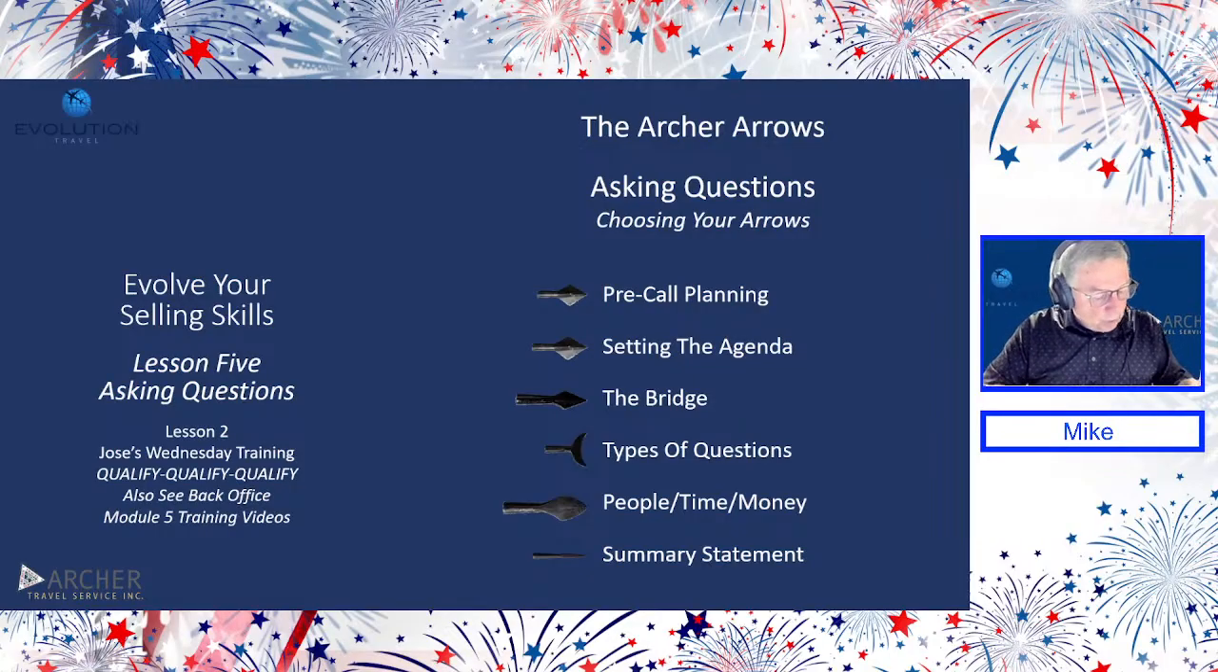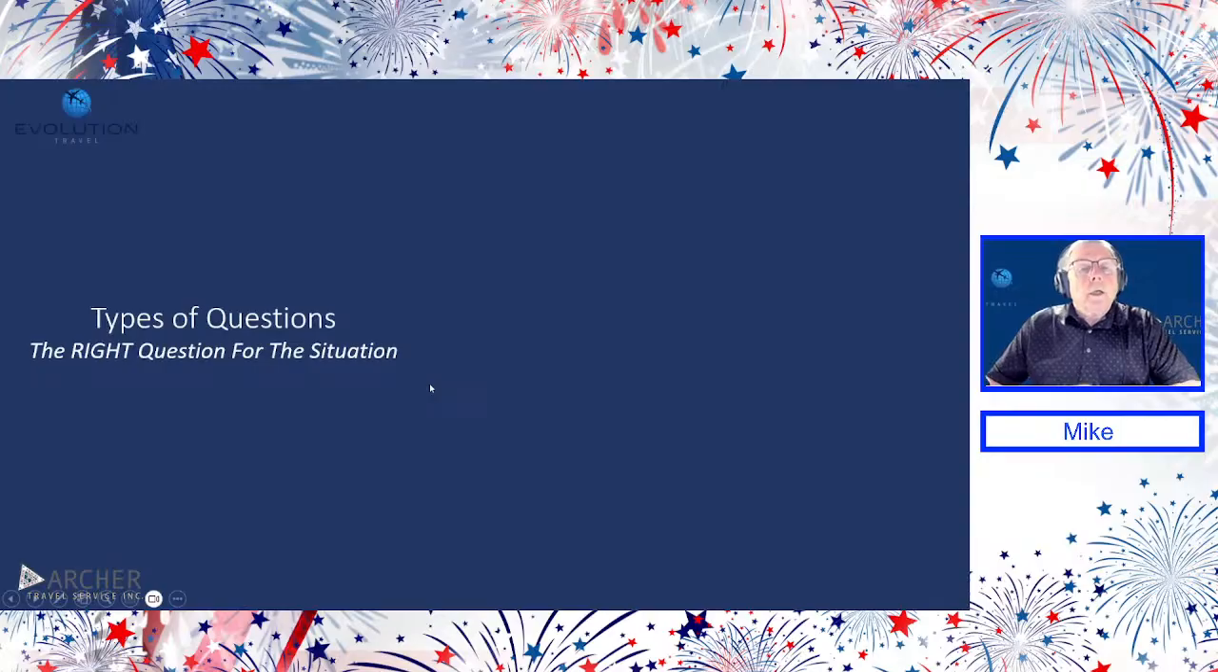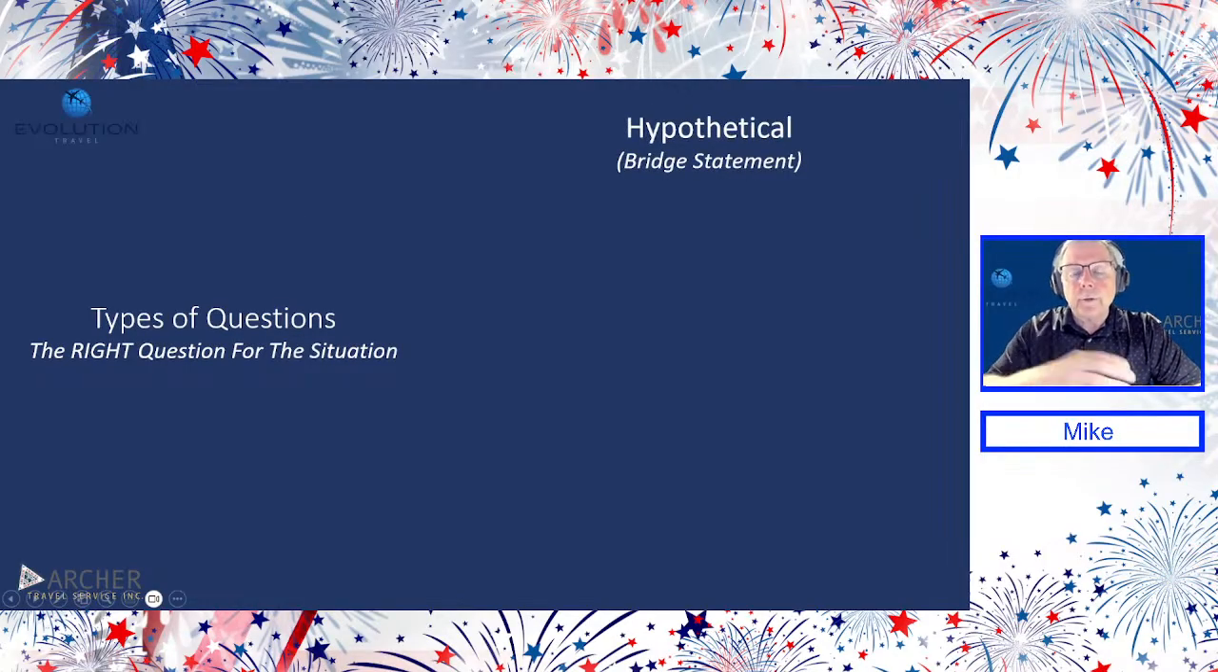You tie that in to what's coming up, which is the hypothetical questions. All right, so these are the types of questions we're going to ask. What we're doing is asking the right question for the situation. There are questions you want to ask early on, and there are questions you don't want to ask early on. What you're trying to do is get as much information as you can, as quickly as you can. So the hypothetical is where the bridge statement comes in: ask the "if" questions.